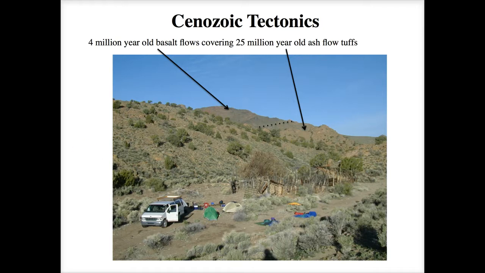So this area was buried deeply with ash flows as part of that, what we called the ignimbrite flare-up. Ignimbrites are ash flow tuffs. And this part of Nevada was really, really covered in them because of that Cenozoic extension.